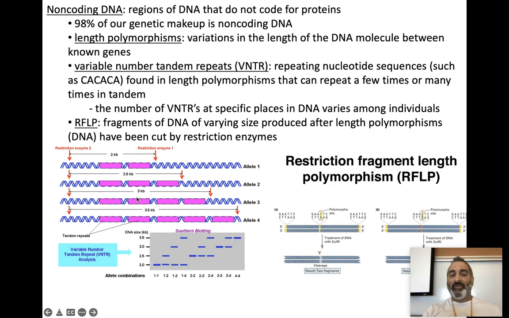Well, the area between your genes varies in length. So for example, you and your neighbor have 98% of the same DNA. Okay, 98% of our genetic makeup is non-coding DNA. We have 0.1% of our DNA that is different. So we have almost all the same genes. So how can I identify person A from person B? How can I identify a few people from each other?